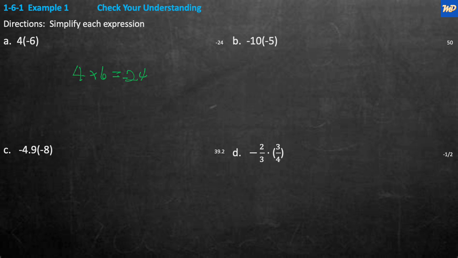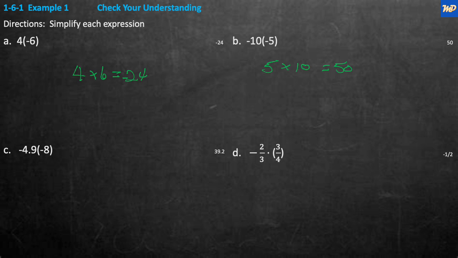How about B? Negative times a negative. It's better to look at the signs right away, and you know right away whether your answer is going to be positive or negative. So 5 times 10 is equal to 50. And the answer is going to be positive, because a negative times a negative is a positive.